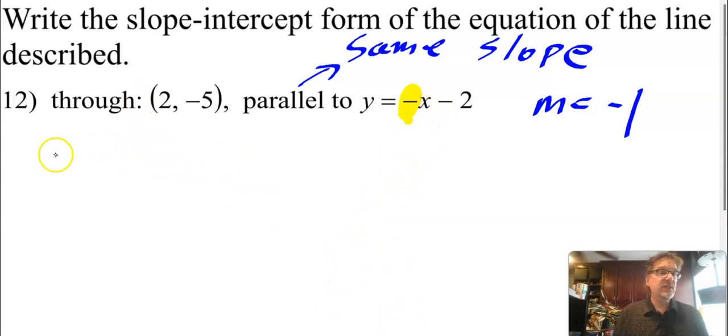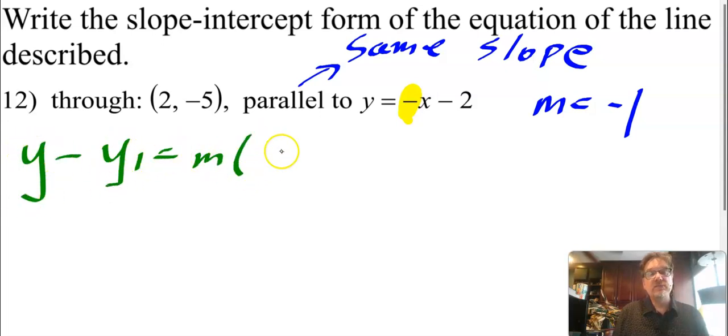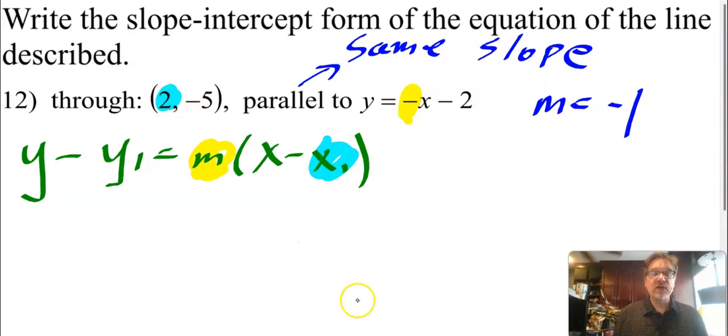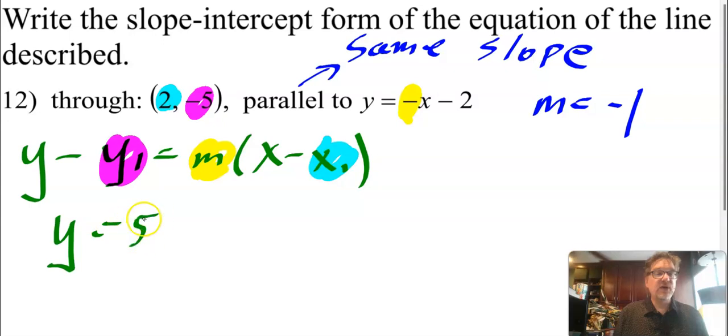What they gave me is a point. They didn't give me the y-intercept. So y minus y1 equals m times x minus x1, point slope form, where we know the slope. x1 is the x value of the point. y1 is the y value of the point. So when I plug it in, y minus negative 5 equals m, which is negative 1, times x minus 2.